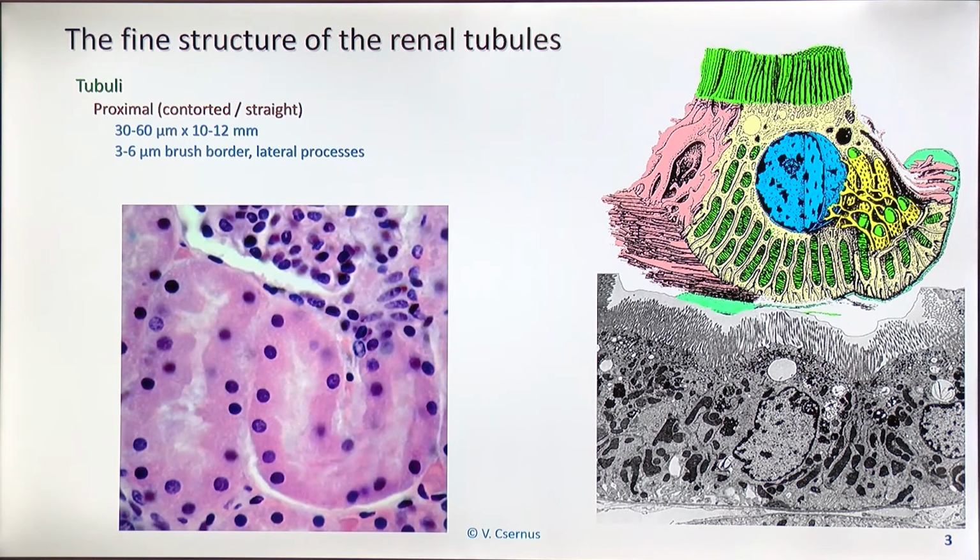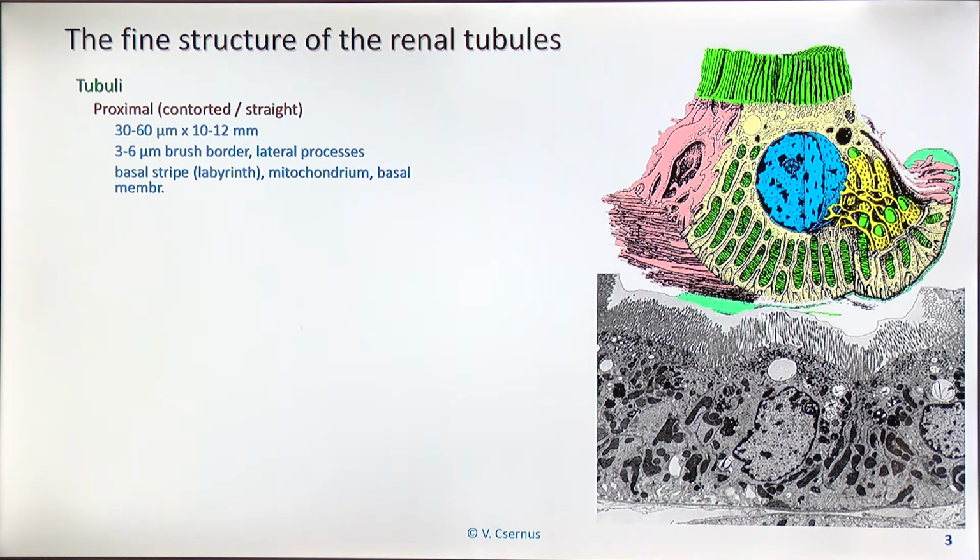As you know, the microvilli is for increasing the surface. Consequently, the bigger surface means easier passage of, in this case, primarily sodium. These cells have lateral processes, which gives them a larger surface contact with the neighboring cells.